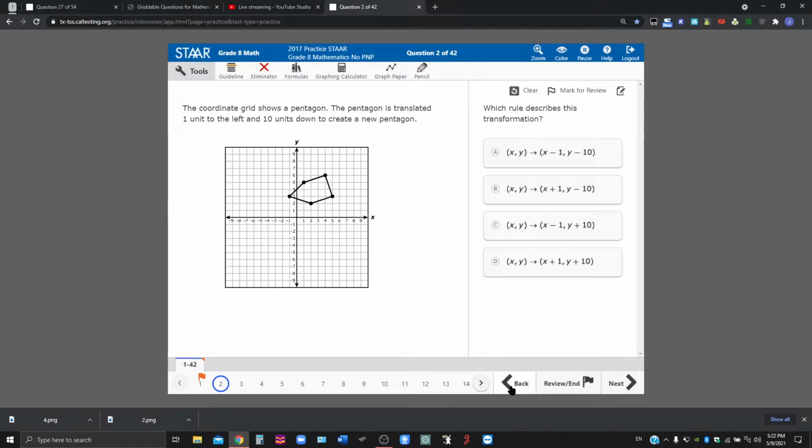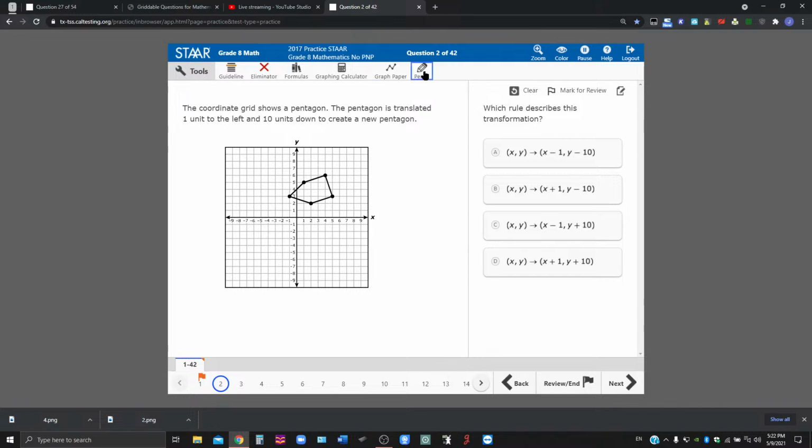Well, let's use question 2. Let's use the tools, for example. Question 2 is a transformation, and the pentagon is moved 1 unit to the left and 10 units down. So let me show you how you can use these tools.